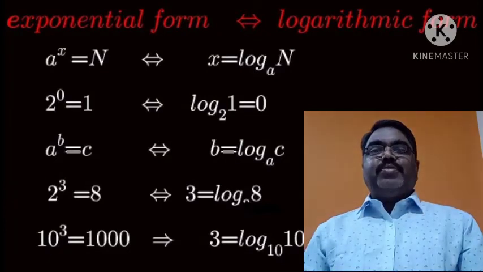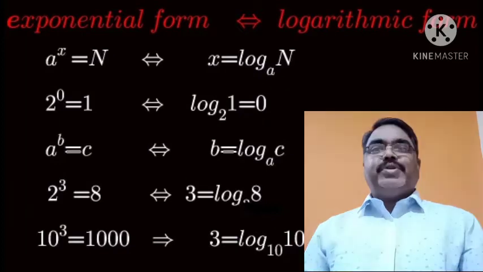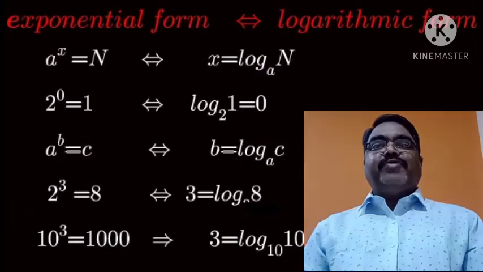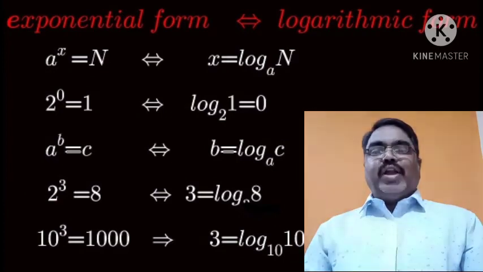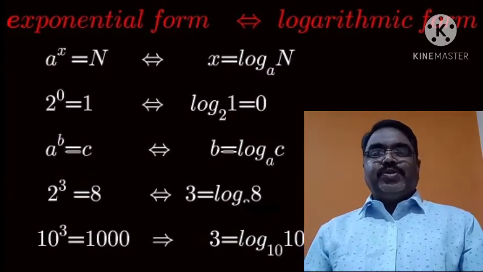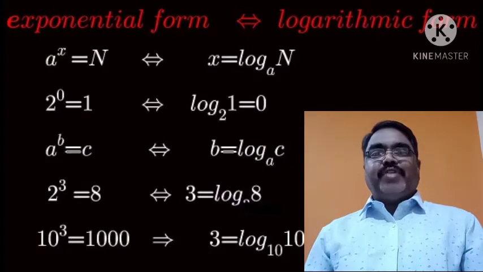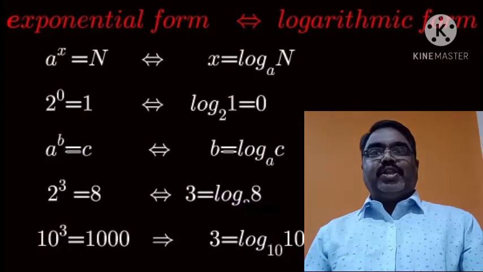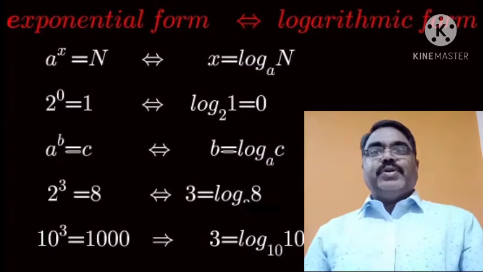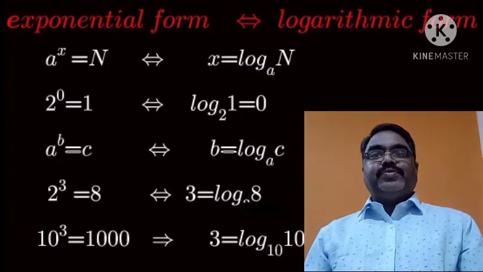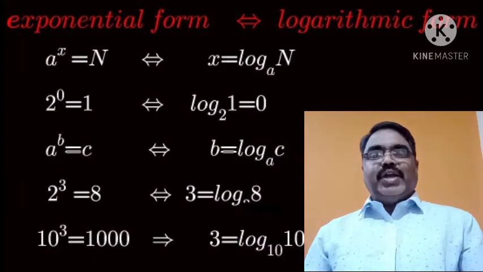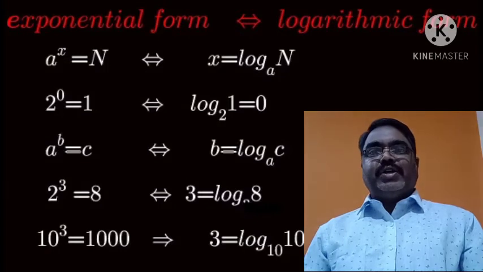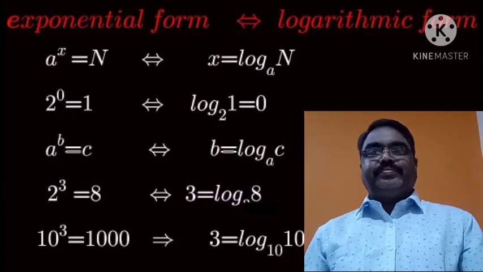Similarly, convert 2 cubed equals 8 into logarithmic form. Here in the exponential form, 2 is the base. The same 2 is taken in the logarithmic form as the base, logarithm to the base 2, and the value of n is 8 and the x value is 3. Substituting, we get 3 is equal to logarithm of 8 to the base 2. Similarly, 10 cubed equals 1000. Its logarithmic form is 3 is equal to log of 1000 to the base 10. The base is again 10 here.